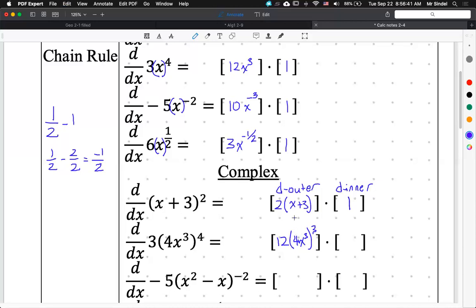Okay, this is where the dinner is not going to be 1, finally. Chris, what's the dinner? Oh wait, wouldn't it just be 12x? 12x, yeah, so that's how it starts out. 12x because the 3 multiplied down to the 4, 3 times 4 is 12. Okay, 12x, what power do I have? 12x squared, there it is. Nice.